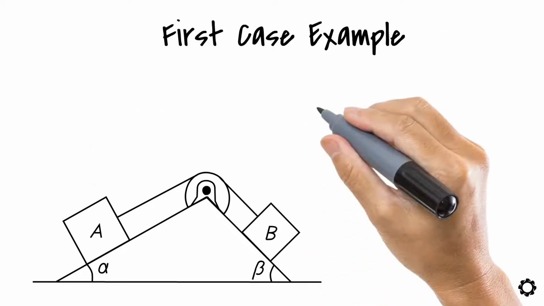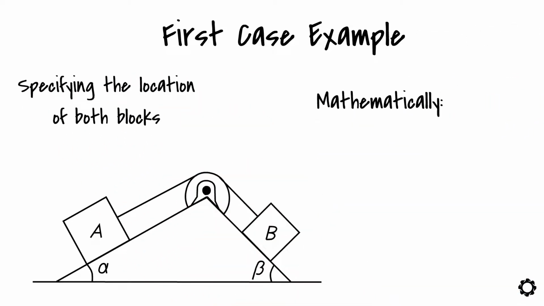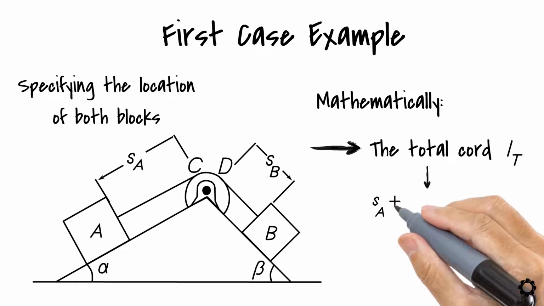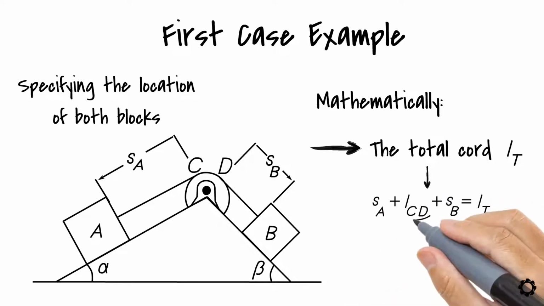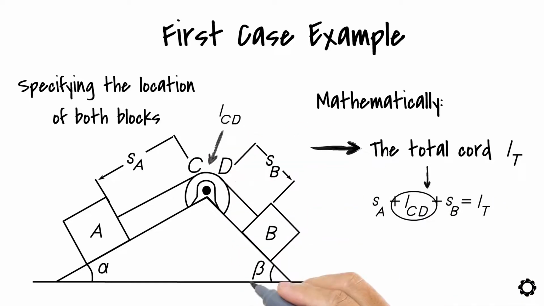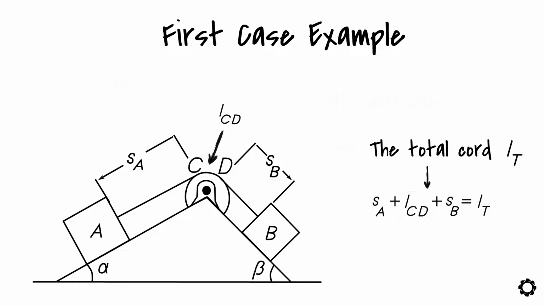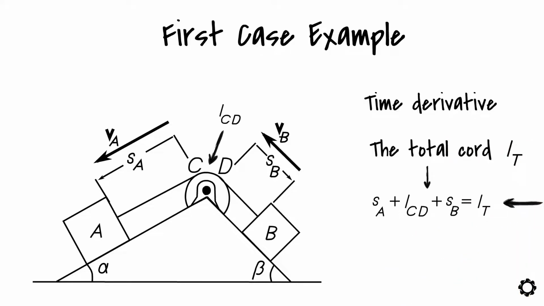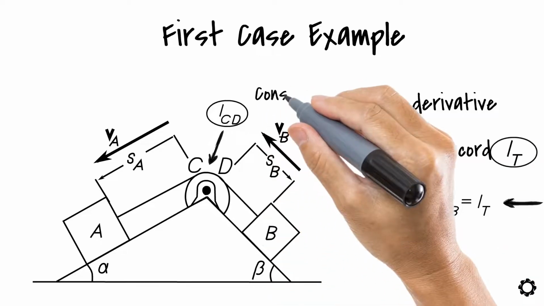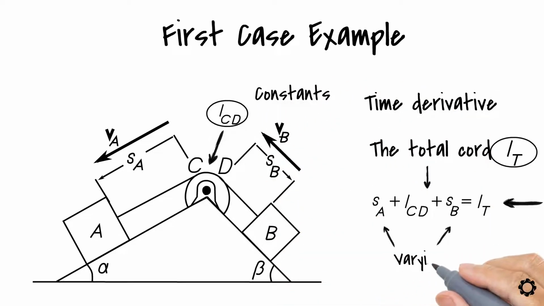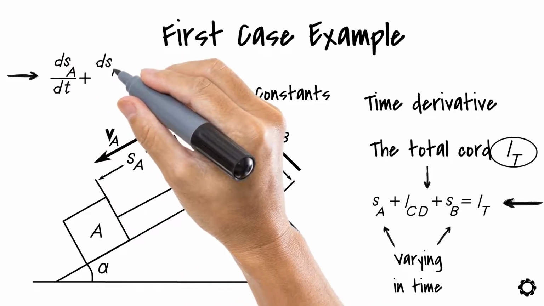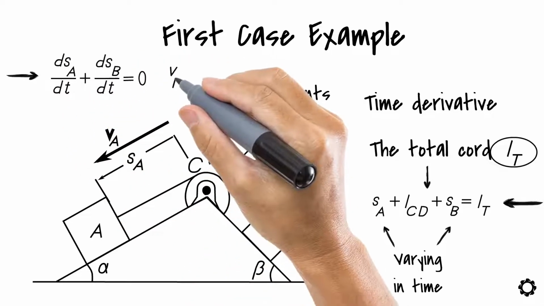We can express this relation mathematically by first specifying the location of both blocks using the following position coordinates SA and SB. Then, we could write the equation for the total cord LT as follows: SA plus LCD plus SB equals LT, where LCD is the length of the cord passing over arc CD. To obtain the equation for the dependent movement relation between velocities of block A and block B, we can take the time derivative of the equation that we have just obtained by realizing that LCD and LT remain constants, while SA and SB are varying in time. Therefore, we finally obtain the following equation: dSA/dt plus dSB/dt equals 0, or VB equals minus VA.